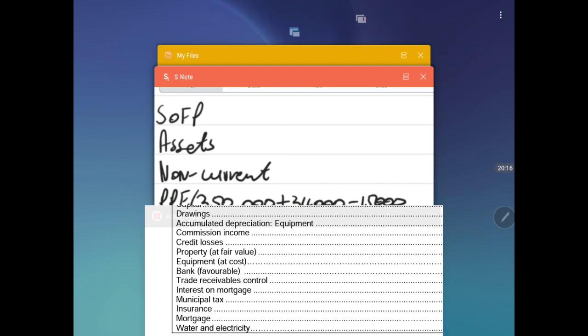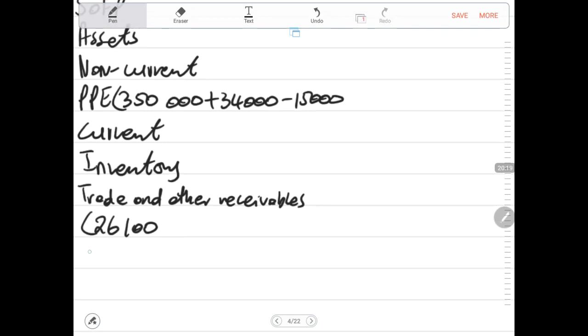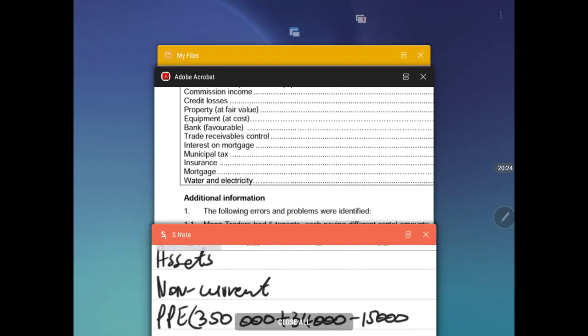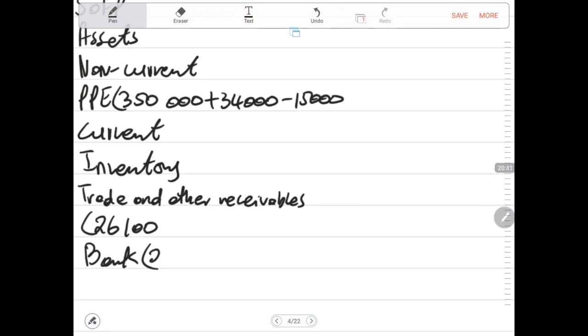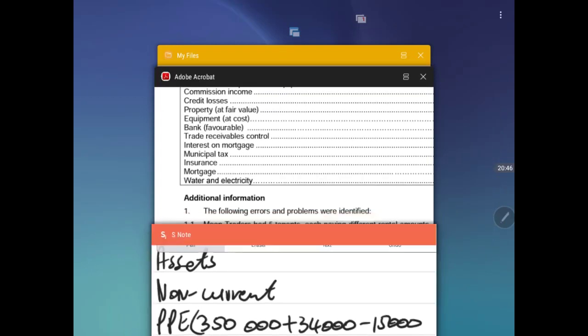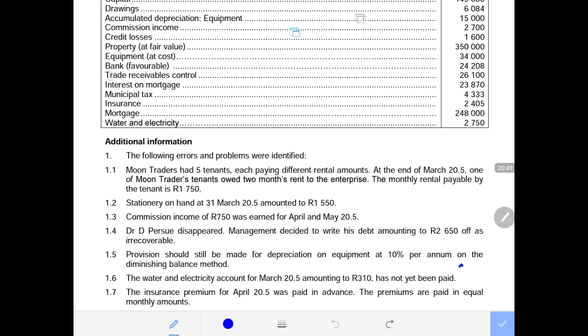Then now we go to our bank account. Then we look for the amount of the bank in the trial balance. They said that bank has a favorable balance, and the minute the balance of the bank is favorable, that means it is on the debit side. It is 24,208. Remember, if the bank balance was unfavorable, that will mean that this bank balance will be recorded under current liabilities, not under current assets.